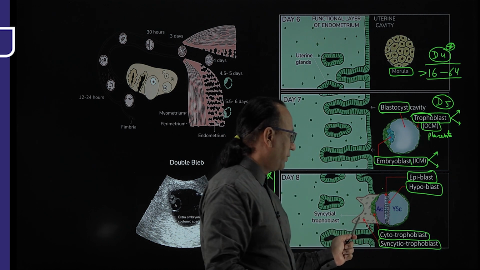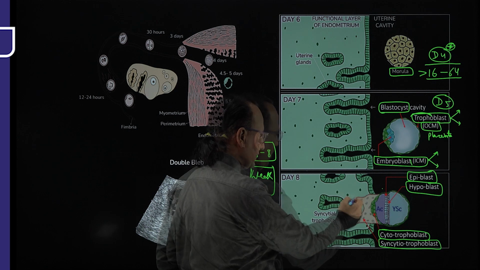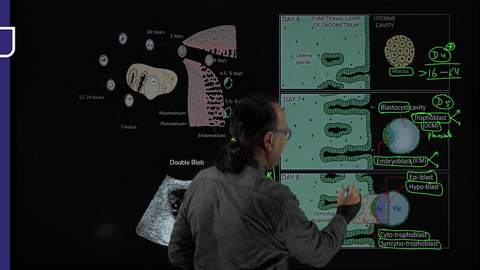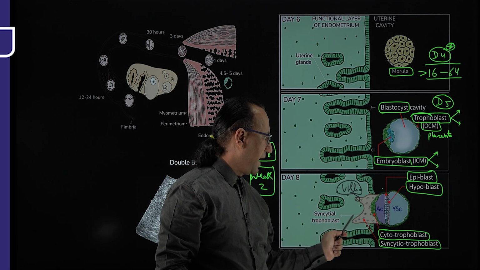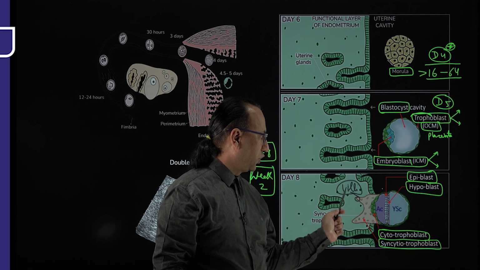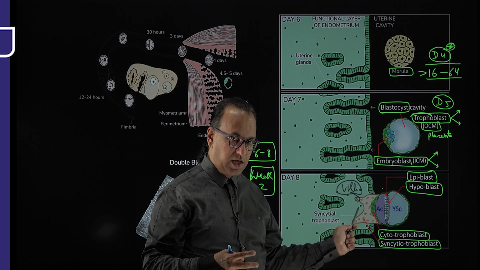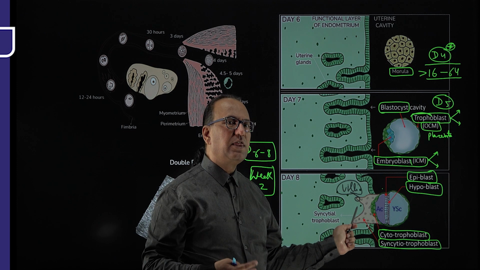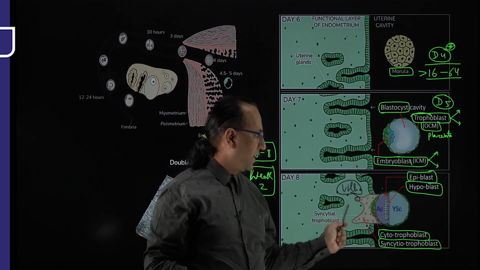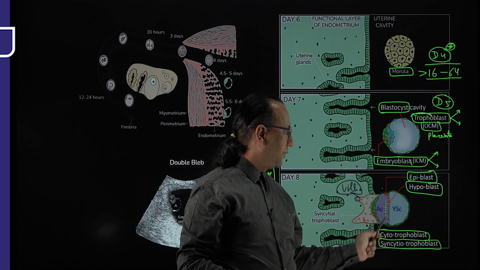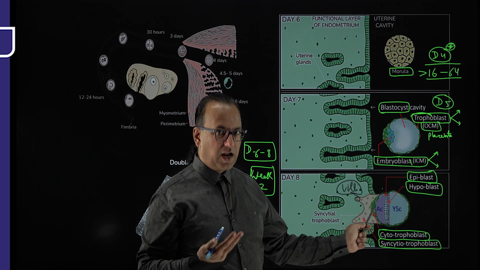And this syncytiotrophoblast and cytotrophoblast will form finger-like processes which are called the villi. There will be primary villus, secondary villus, and tertiary villus. In the primary villus, we'll have a core of syncytiotrophoblast and cytotrophoblast, which later becomes secondary villus and tertiary villus. As we see in the placenta formation, trophoblasts are involved in placenta formation, whereas the embryoblasts form the embryo proper.